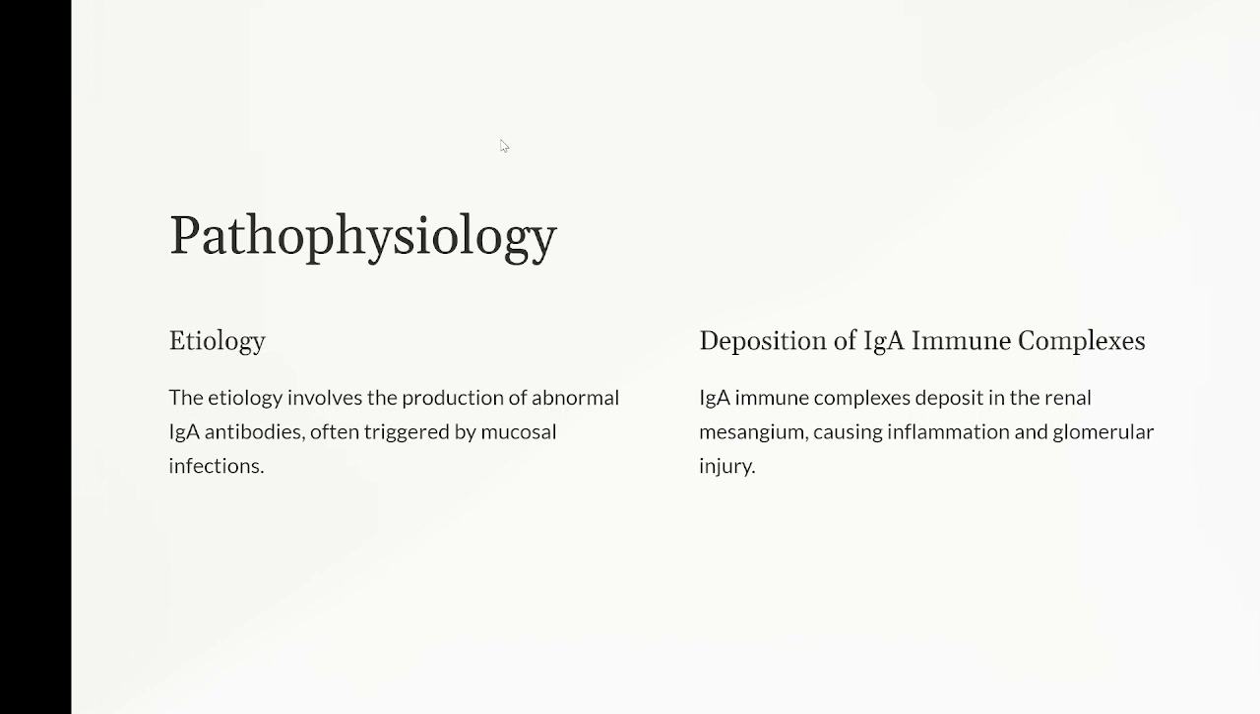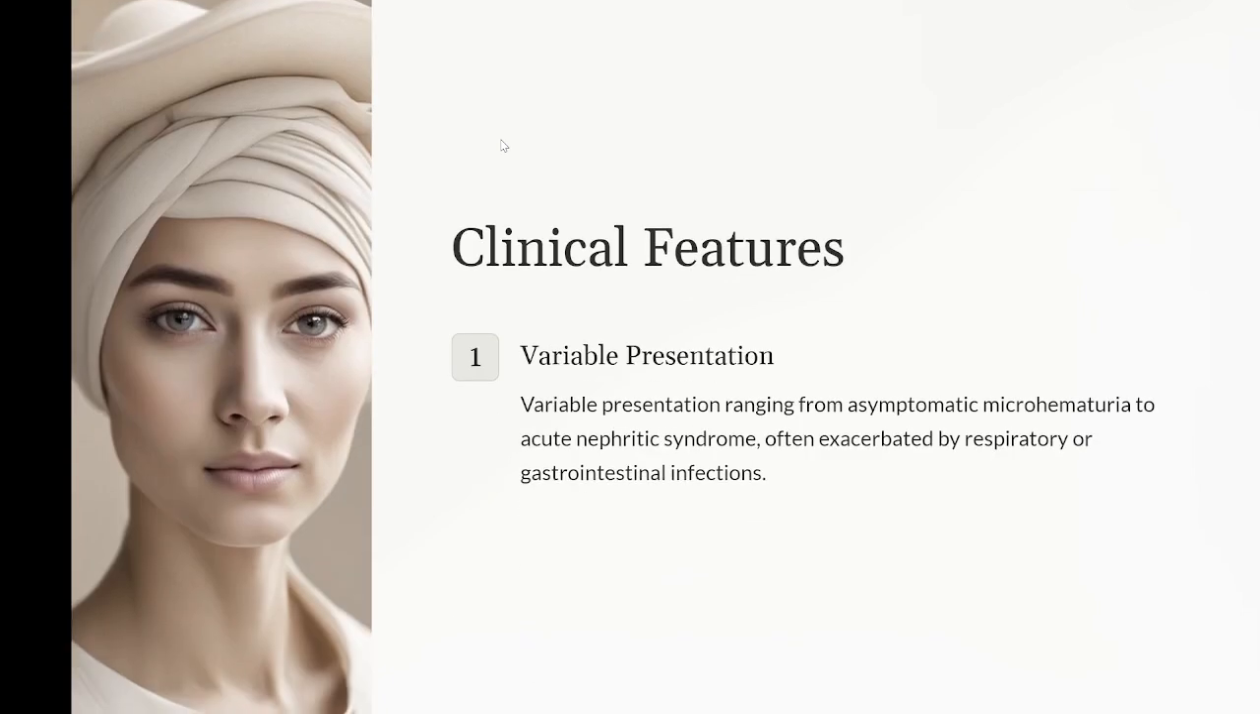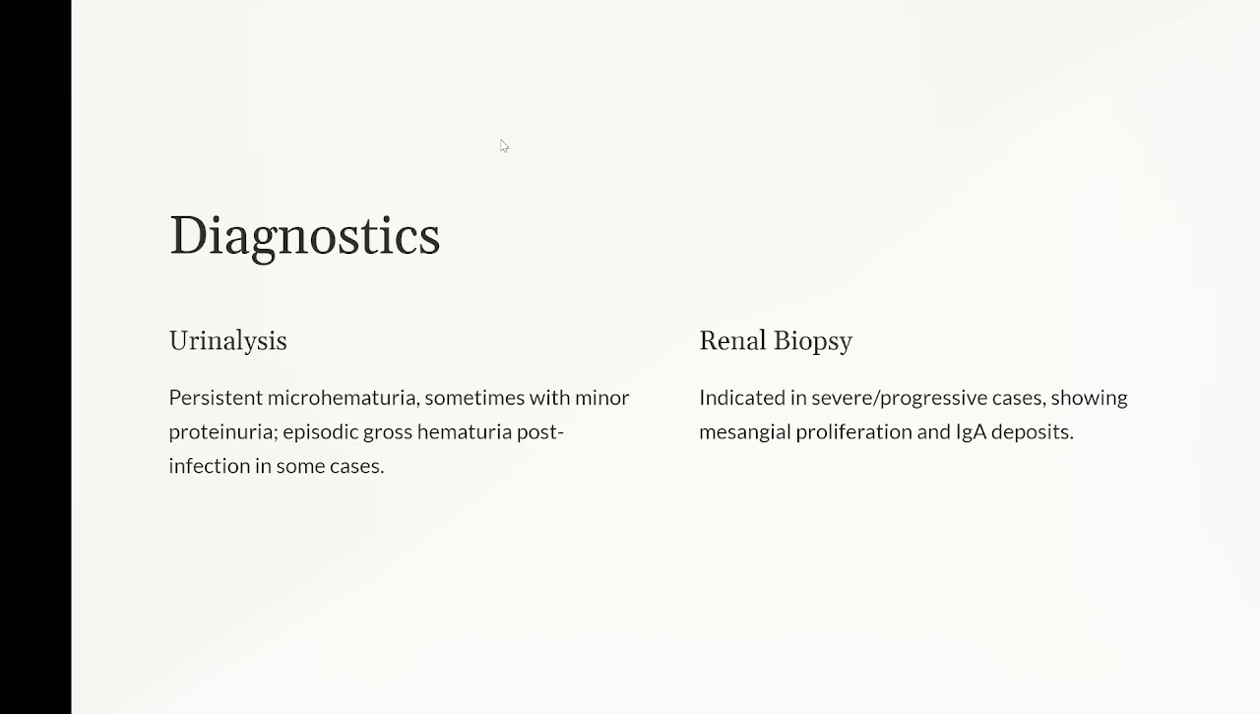Clinical features: variable presentation ranging from asymptomatic microhematuria to acute nephritic syndrome, often exacerbated by respiratory or gastrointestinal infections. Approximately 50% of cases progress to end-stage renal disease over 20 to 25 years.